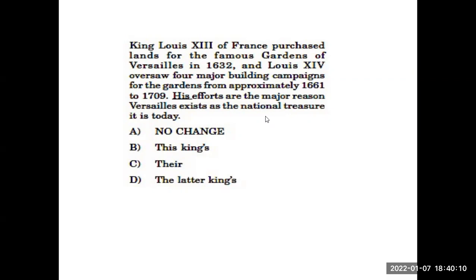Going by our method, let's not read the question. We are not reading the main sentence. We are reading the answer options. So A stands for his. No change means his, right? Then this kings, their, the latter kings. When you read these answer options, you get a probable idea that we are talking about whose. There's probably a question of whose efforts we are talking about, right? Whose, the possession. There's probably a problem with possession. We don't know whose efforts, and that is the error.